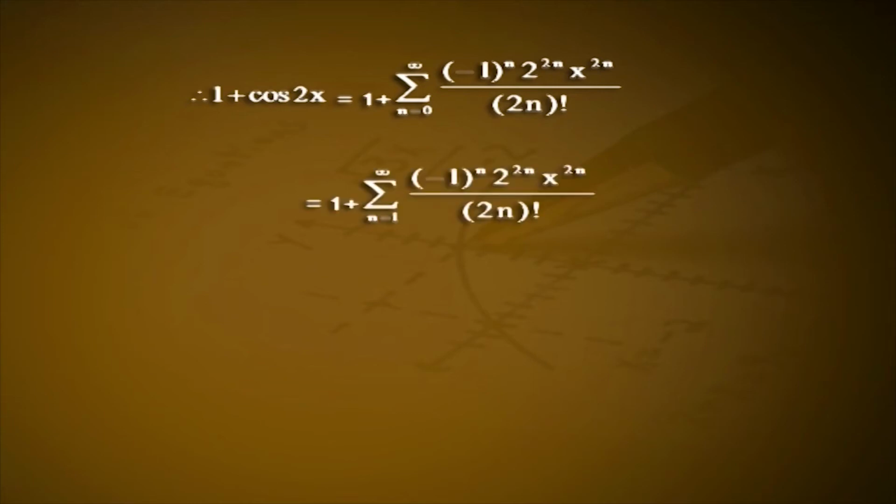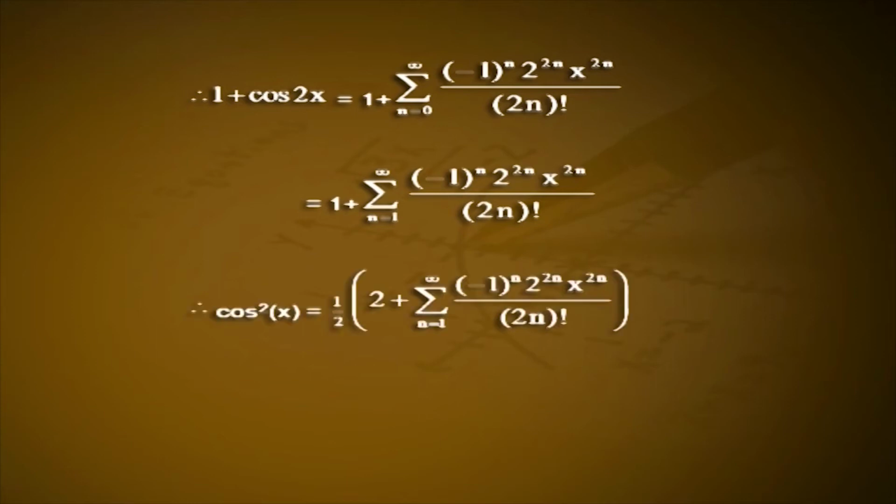Therefore, 1 + cos 2x = 1 + Σ from n=0 to ∞ of (-1)ⁿ 2^(2n) x^(2n)/(2n)!, which is equal to 1 + Σ from n=1 to ∞ of (-1)ⁿ 2^(2n) x^(2n)/(2n)!. Therefore, cos²x = (1/2)(2 + Σ from n=1 to ∞ of (-1)ⁿ 2^(2n) x^(2n)/(2n)!), which is equal to 1 + Σ from n=1 to ∞ of (-1)ⁿ 2^(2n-1) x^(2n)/(2n)!.